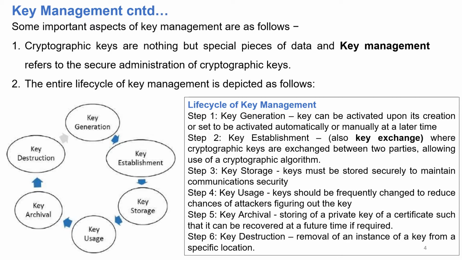Next step is the archival of these keys. What is archival? It is nothing but the storing of the private keys of a certificate so that it can be recovered later at any future time if it is required. The last step would be the key destruction. Key destruction, like the word says, is to destroy the key or remove the instance of a key from any specified location. So this is the life cycle of key management.